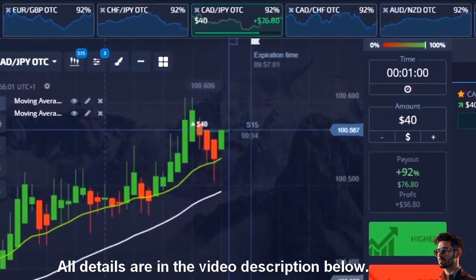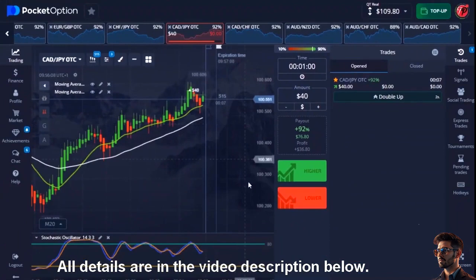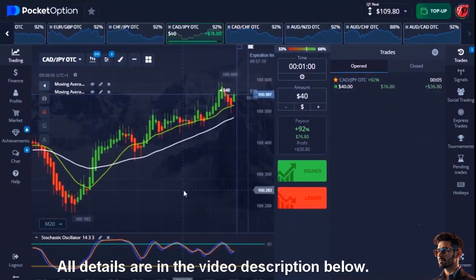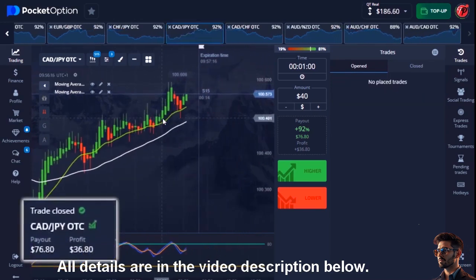You can see that the trend actually pulled back to its position. The most important thing that you always need to look at here is to make sure that you're having a steady confirmation of a candlestick. Make sure that your candlestick is actually giving you steady confirmation in the trade.